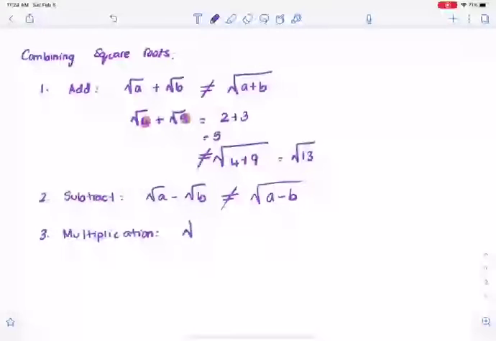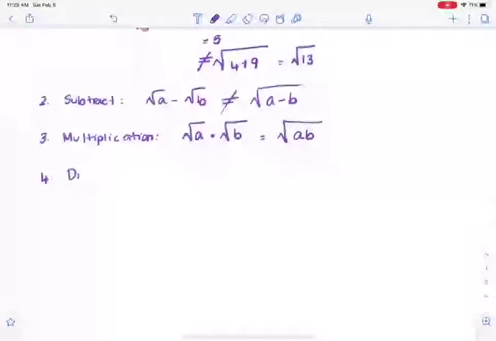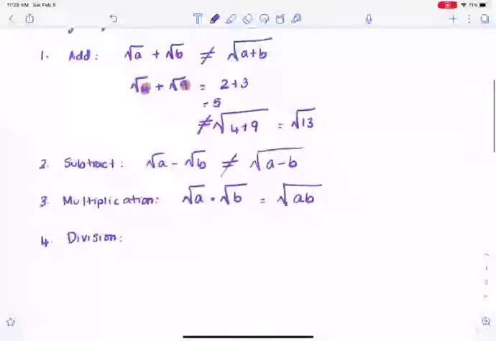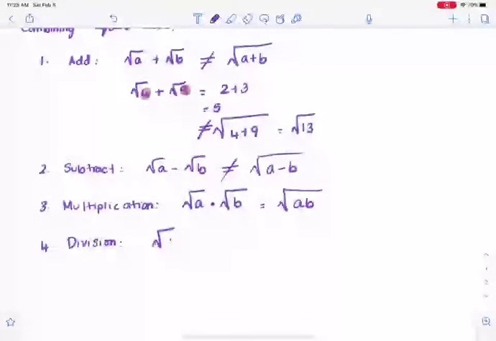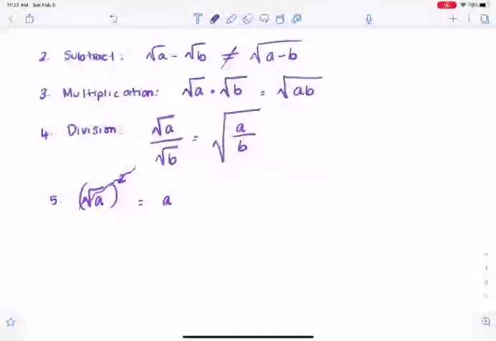Multiplication. Square root of A times square root of B. In this case, I can put those two together and write it as square root of A times B. Likewise, division: square root of A over square root of B, I can combine them and write it as square root of A over B.